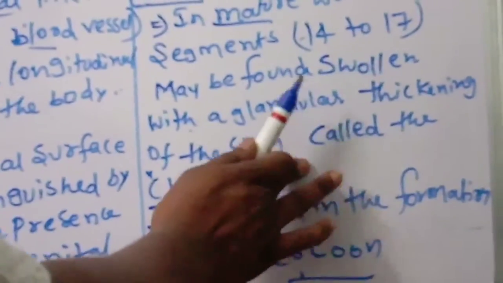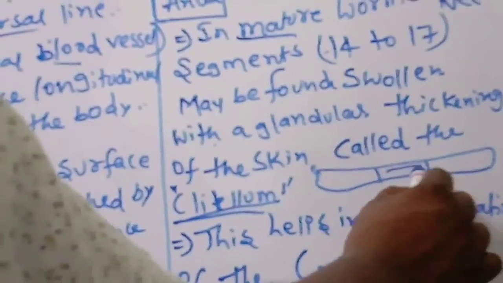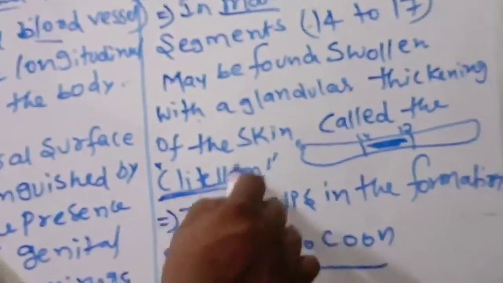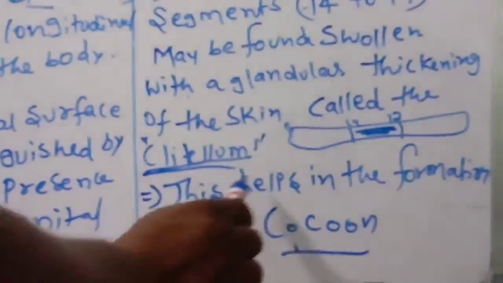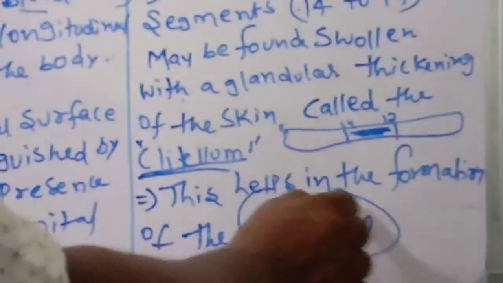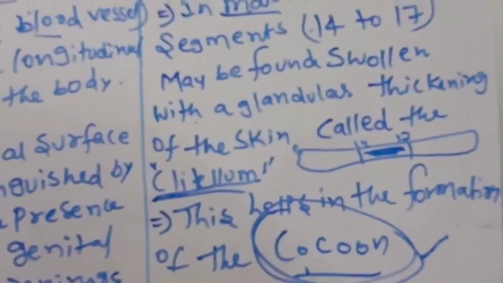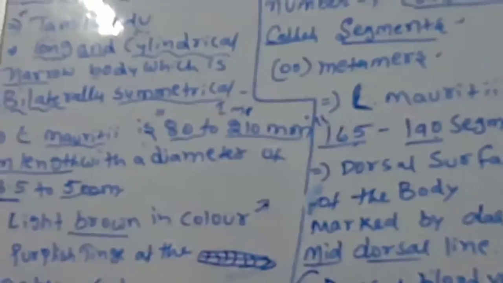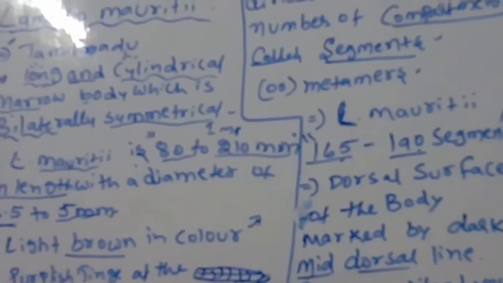So this is an earthworm, for example. Here, the 14th to 17th segments, this particular area, is called the clitellum, a glandular thickening of the skin. This helps in the formation of cocoons. Okay, children, that one you have to remember.